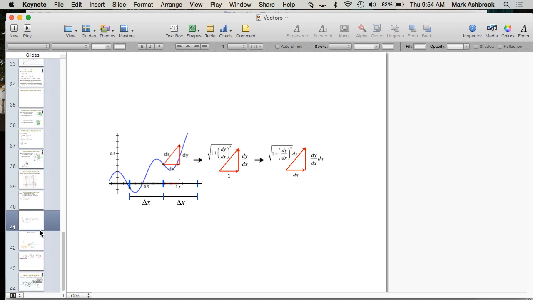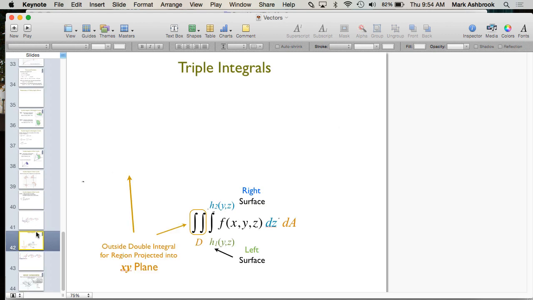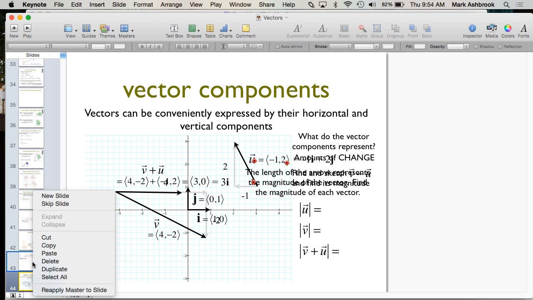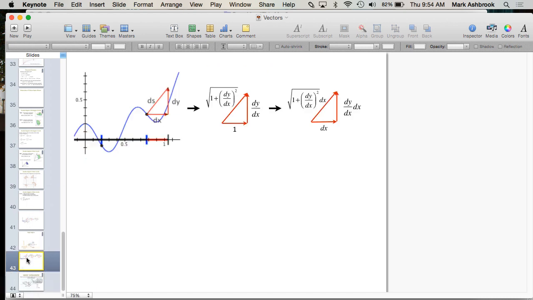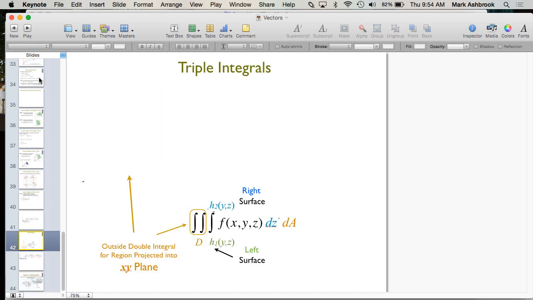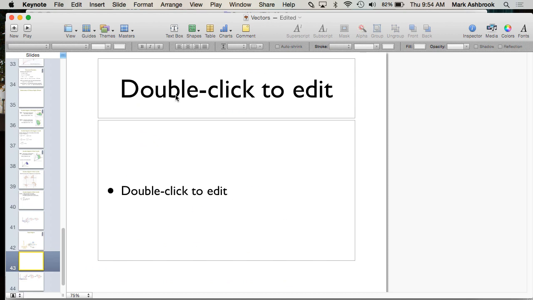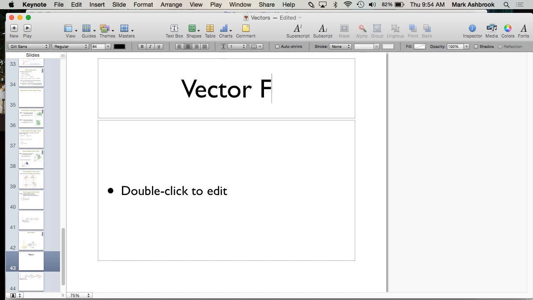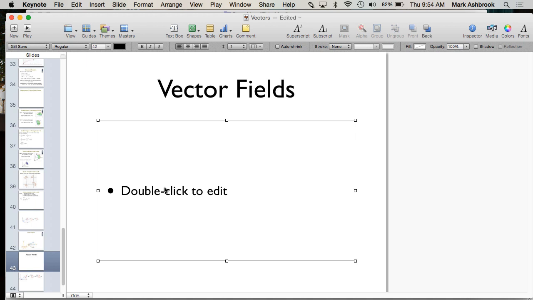Okay, so where are we? Okay, so I want to talk about vector fields. So this goes back to our functions, right?